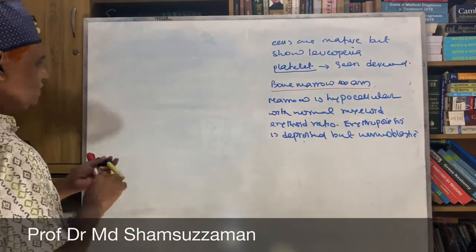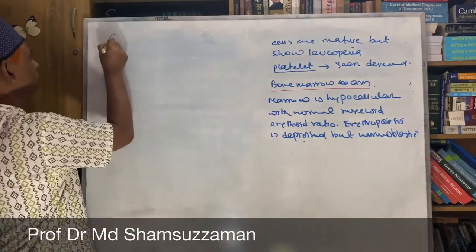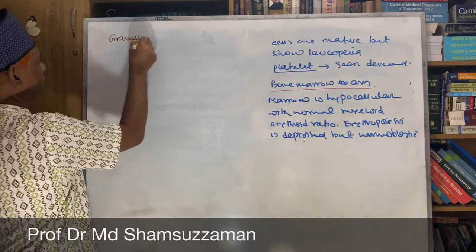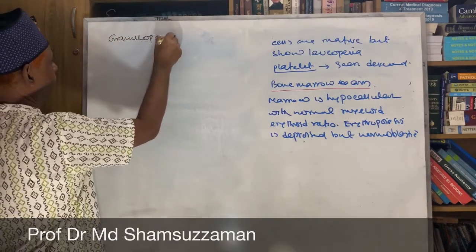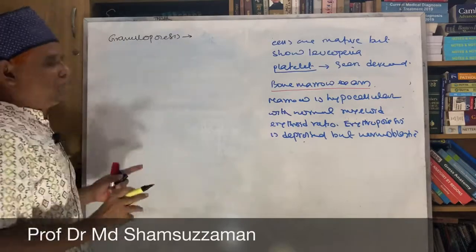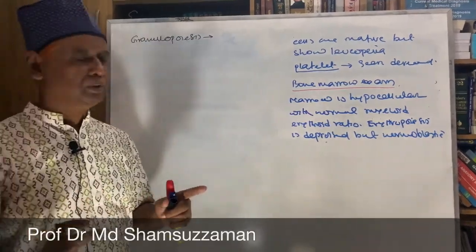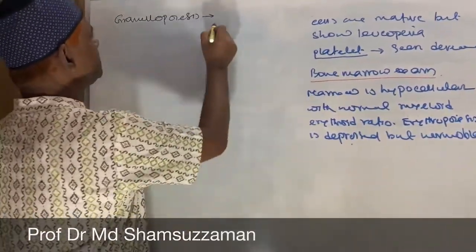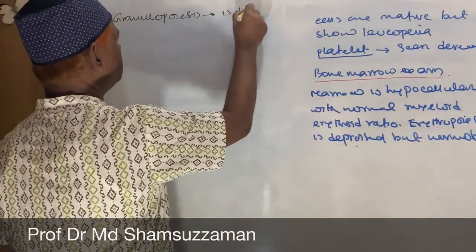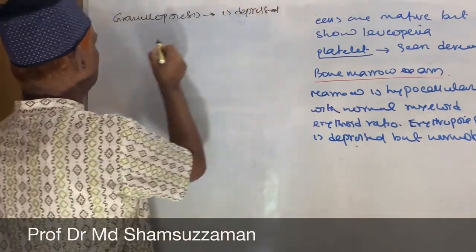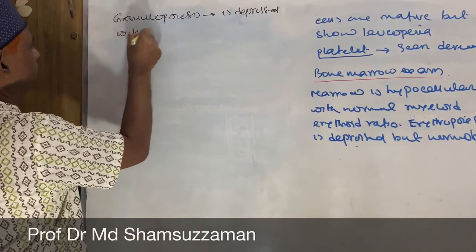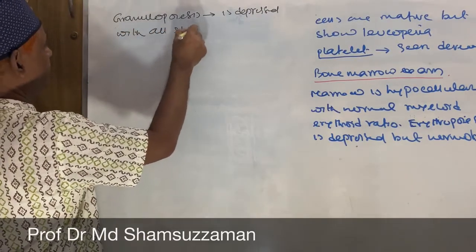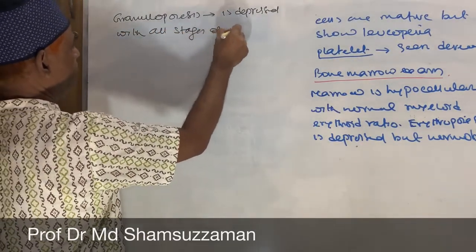Then granulopoiesis. The series from which the granulocytes are produced, these are granulopoiesis. So granulopoiesis is depressed with all stages of maturation.